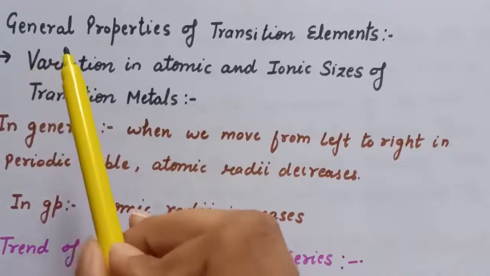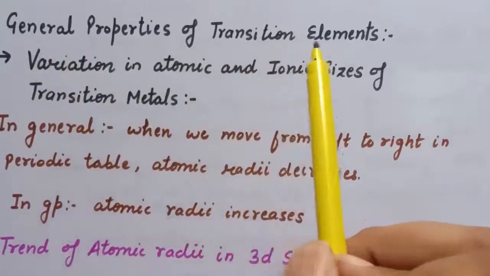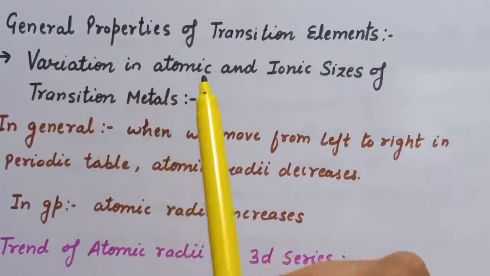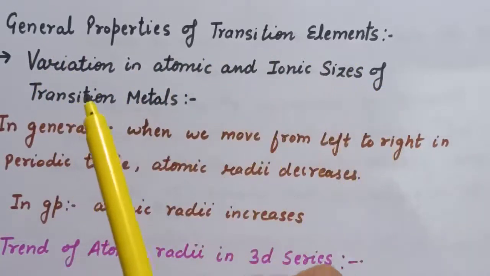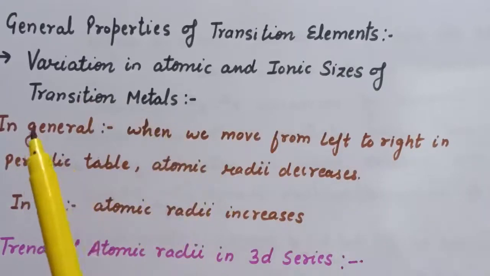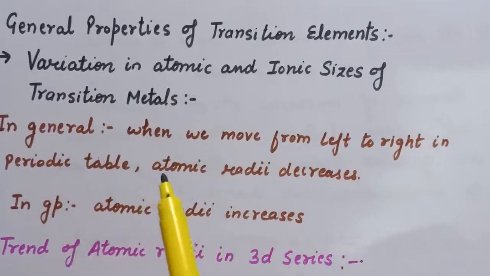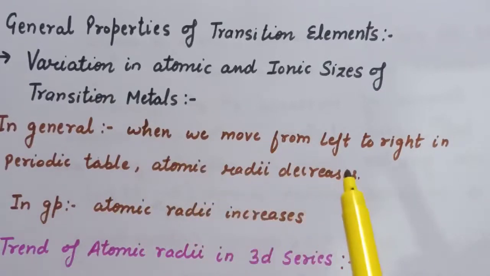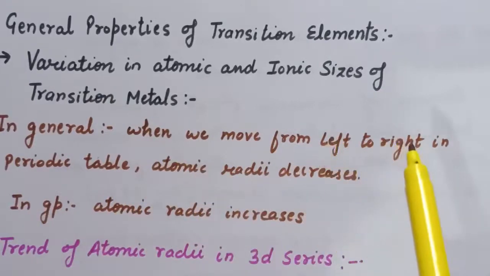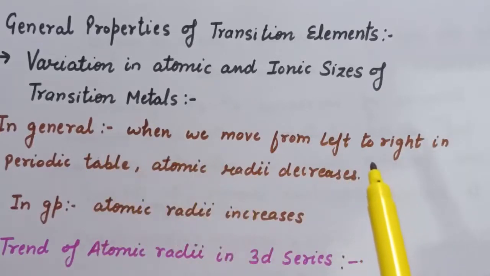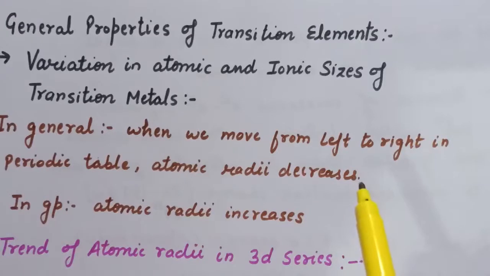So let's start with the general properties of transition elements. And the first property is variation in atomic and ionic sizes of transition metals. In general, when we move from left to right in the periodic table, the atomic radii decrease, because when we move from left to right, electrons are added to the same shell, and due to increase in nuclear charge, the atomic radii decrease.